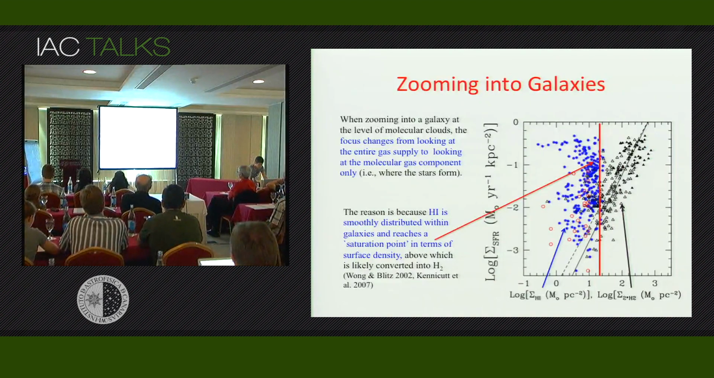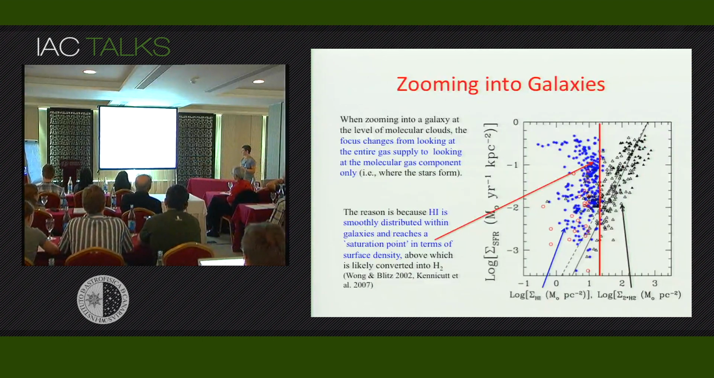Zooming into galaxies. Okay, so this is a plot that shows, again on the vertical axis, the surface density of the star formation rate as a function of two separate gas components. The blue points are the surface density in H1, the black points are the surface density in H2. Okay? This is for one galaxy, M51, but it's roughly been found to be true for most galaxies.